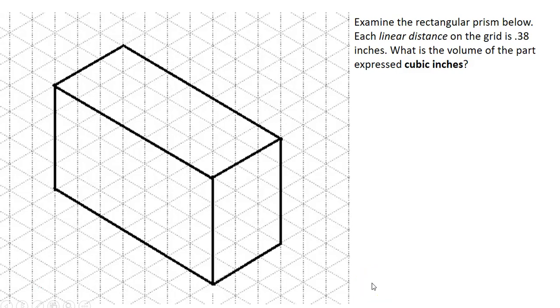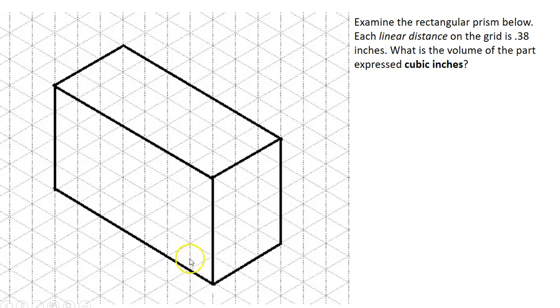This is a video on how to calculate the volume of a rectangular prism and express it in cubic inches. Note that the question in the top right-hand corner says, examine the rectangular prism below. Each linear distance on the grid is 0.38 inches. What that is saying is that every linear distance, if you can see where the pointer on the mouse is going, is this type of distance.